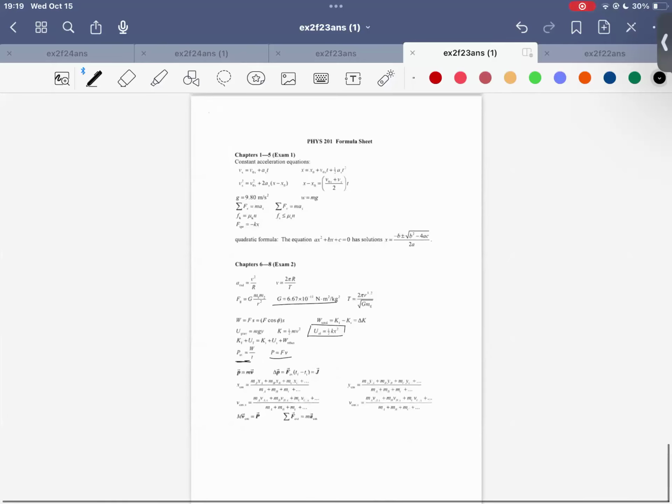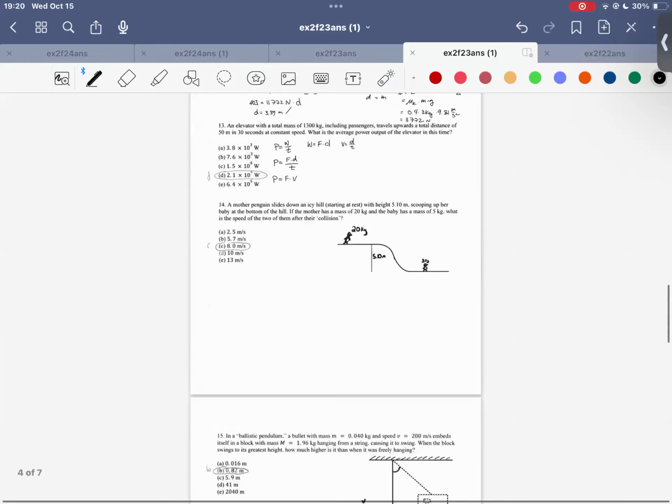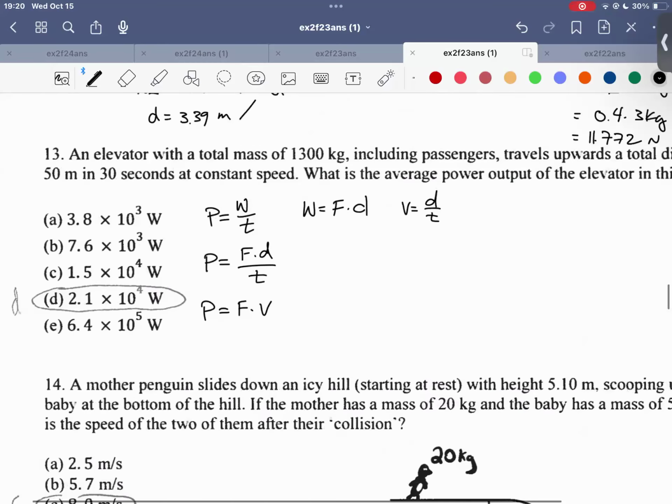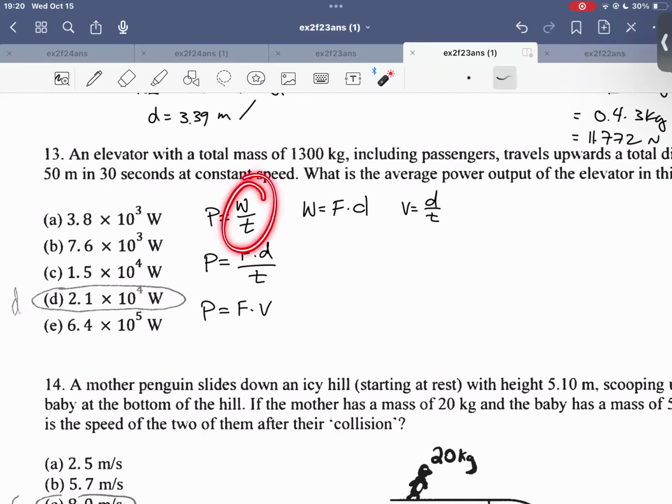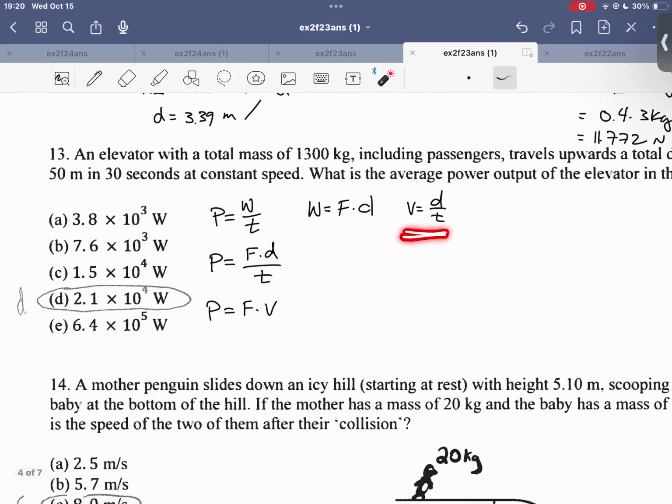This is just the derivation of how they're related, right? So work over time, and since work equals force times distance, we're going to say force times distance over time is equal to power. And since velocity is equal to distance over time, now we're left with power equals force times velocity.